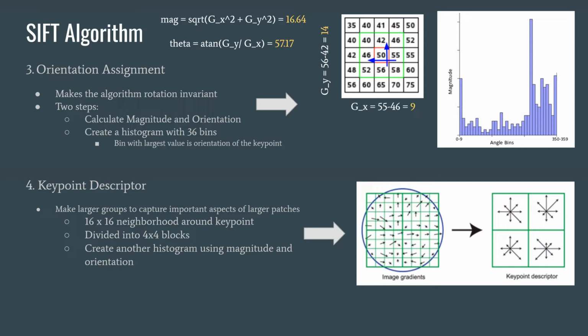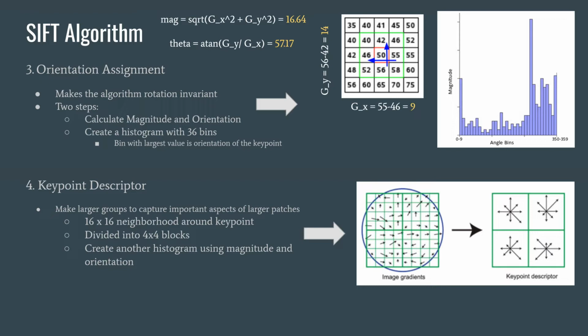The last step is making a descriptor for the key point. This makes larger groups around the key point to capture important aspects over larger areas. By first taking a 16 by 16 section around the key point, dividing that down further into 4 by 4 blocks, and creating another histogram based on the magnitude and orientation.